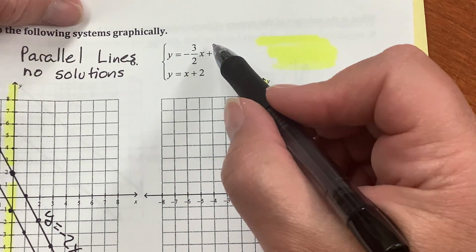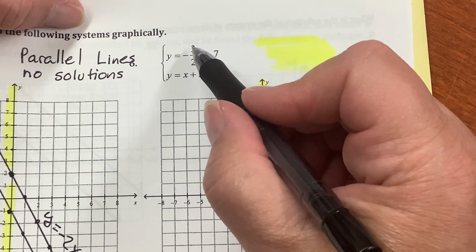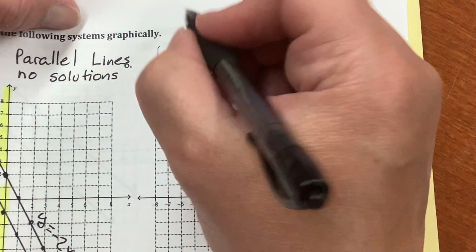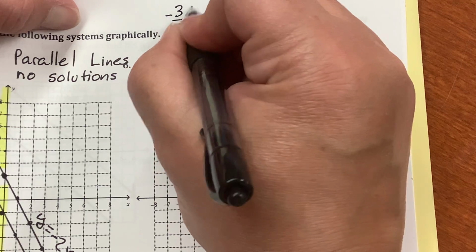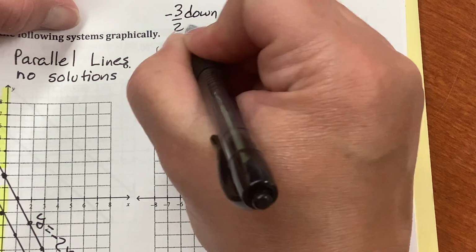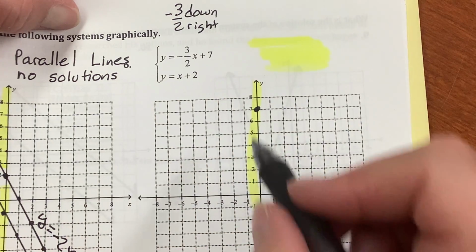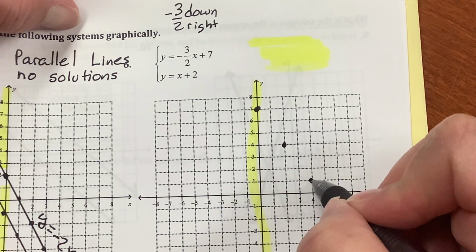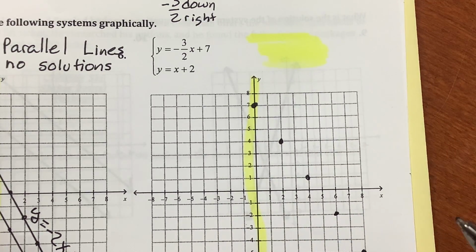Now, this begins at 7, and then I'm supposed to rise 3 and go left 2, but I can't do that. So I'm going to do the reverse. Because it's negative 3 over 2, I'm going to go down and to the right, because I can't go up and left. I have to go down 3, right 2, down 3, right 2, all the way until I am off the grid.